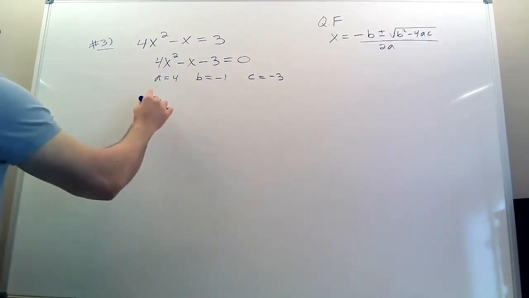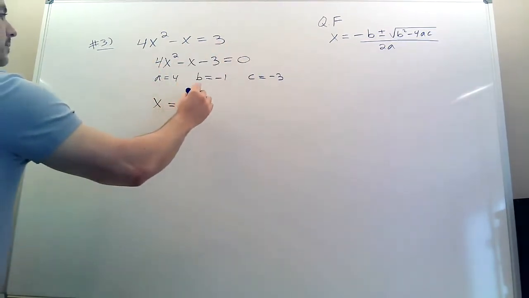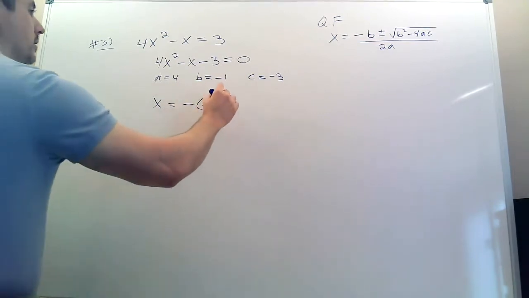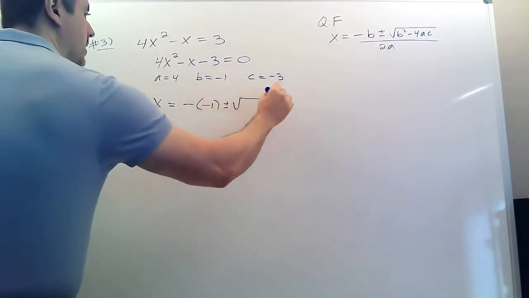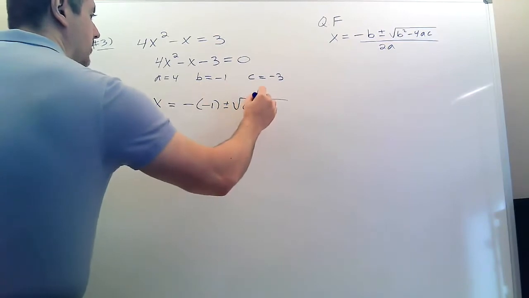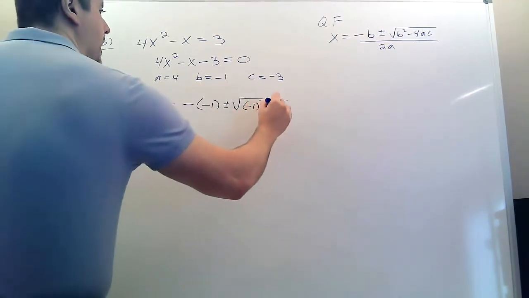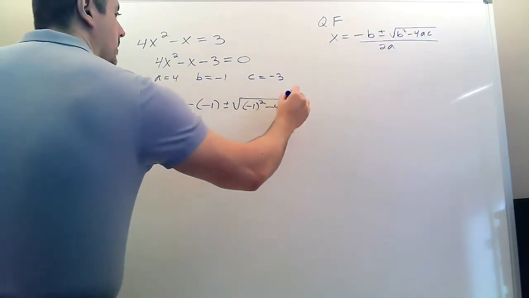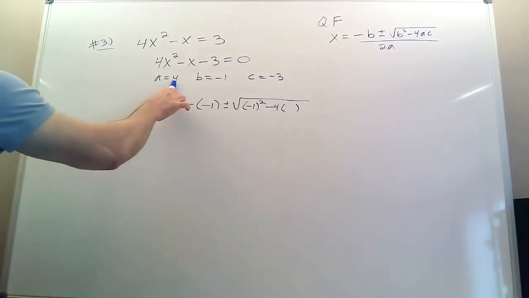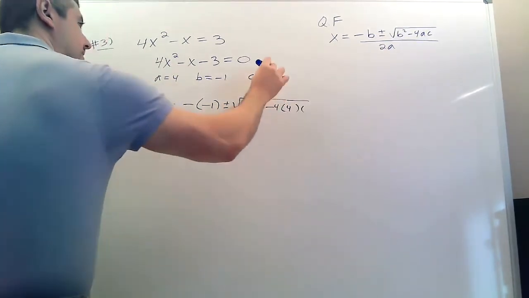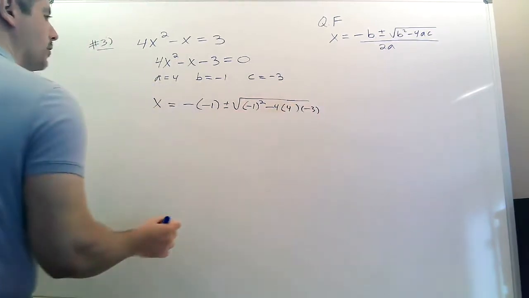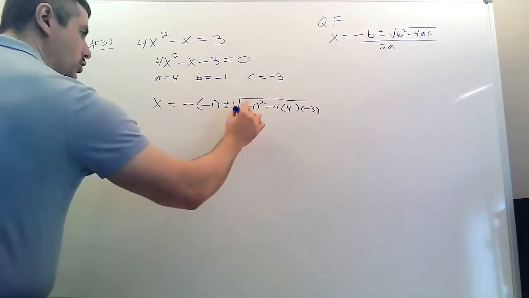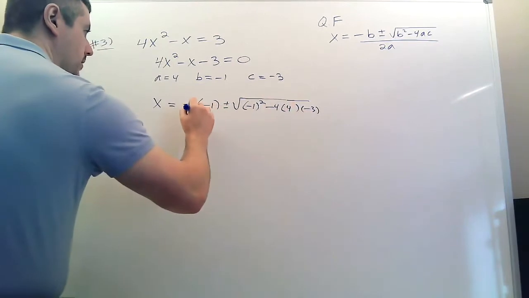Now you just plug in negative b. B is -1, so be careful. Plus and minus b squared, but that's -1. Minus 4. Got to extend my radical there. A, C. And remember, the whole thing, don't just put the line under here.